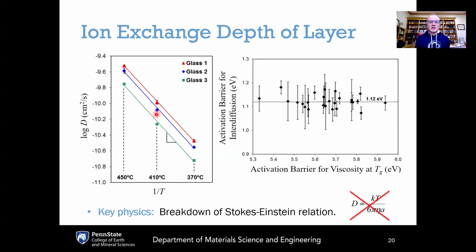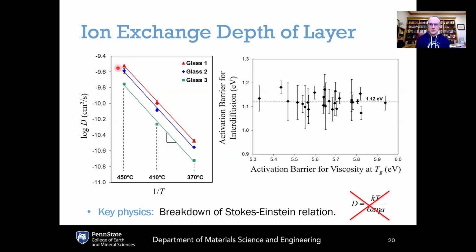And what you can see, interestingly, is that all of these lines are parallel to each other. And what this means is that with this Arrhenius plot here, which is the logarithm of the diffusion coefficient versus inverse temperature, the slope is what gives us the activation barrier for the interdiffusion process. And that slope is a constant with respect to composition.